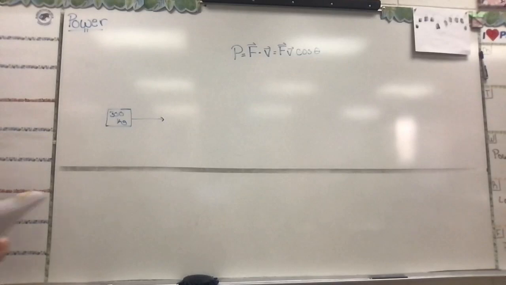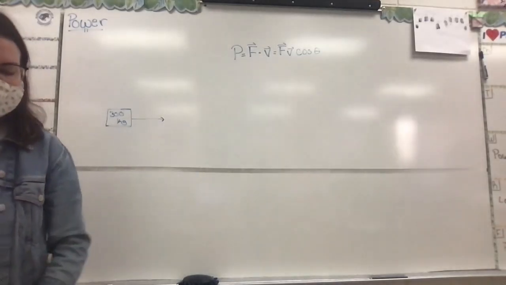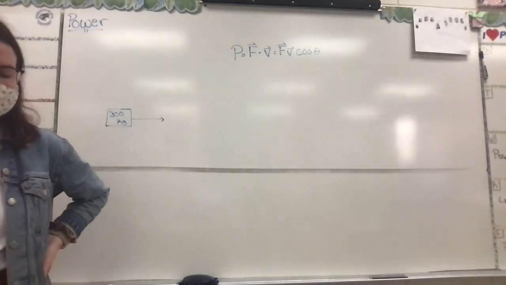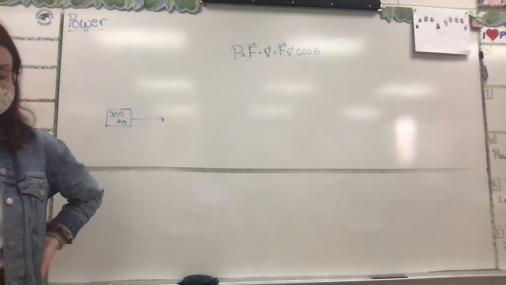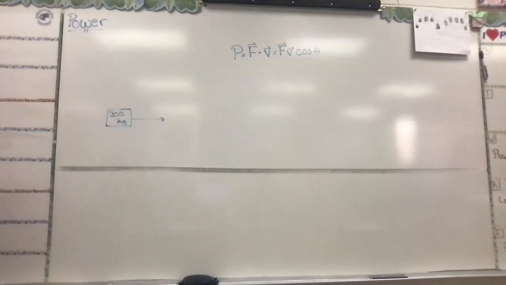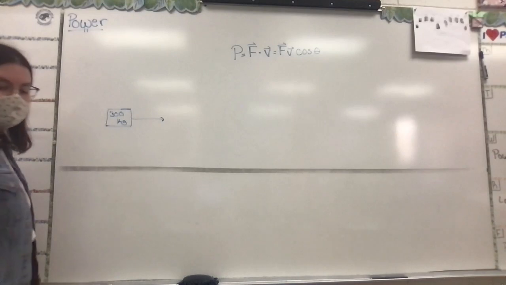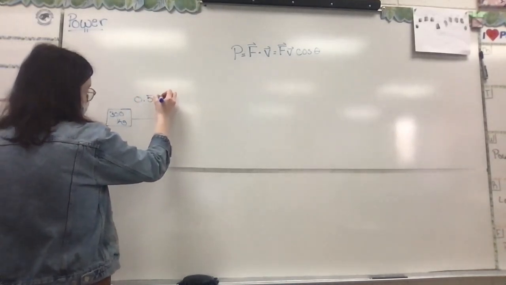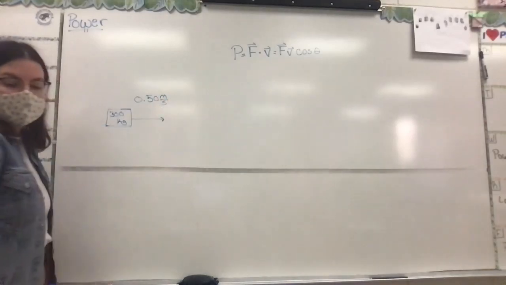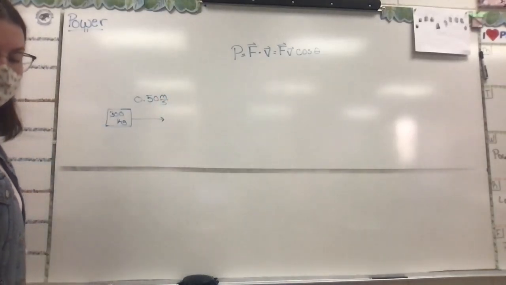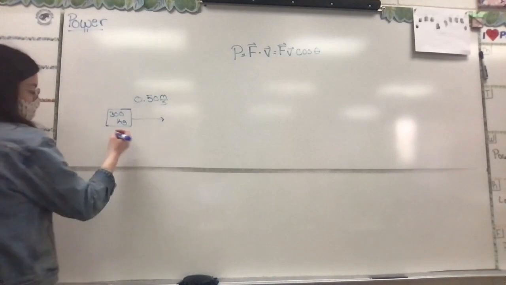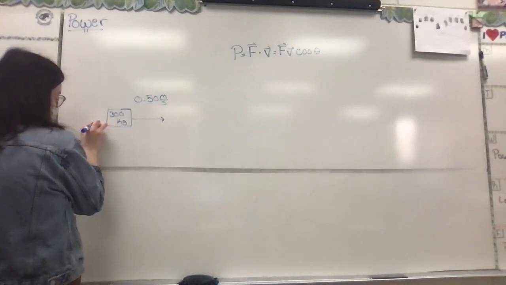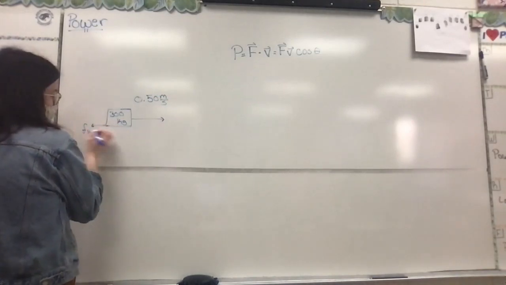Dragging it across the floor. And we want to know what power must the motor supply to drag the machine at a speed of 0.5 meters per second. It doesn't say for how long, but we do have a coefficient of kinetic friction. So there's going to be kinetic friction present.